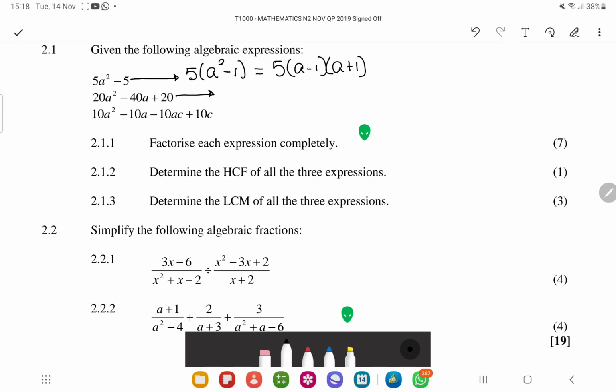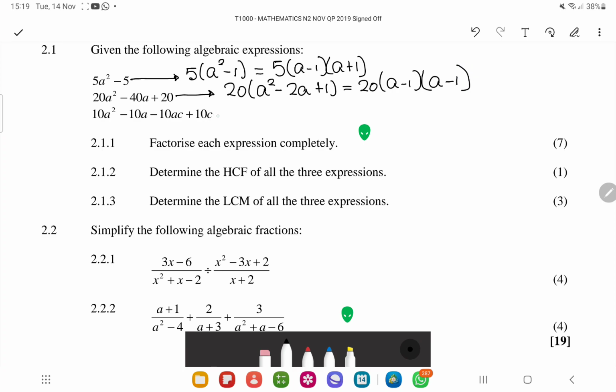For the second one, you must make sure that you start from the common factor. What is common here? It's 20. I can take 20 out, that will be 20, then open bracket a squared minus 2a plus 1. Then we write it as 20 times a minus 1, then a minus 1. Okay, then we are going somewhere.